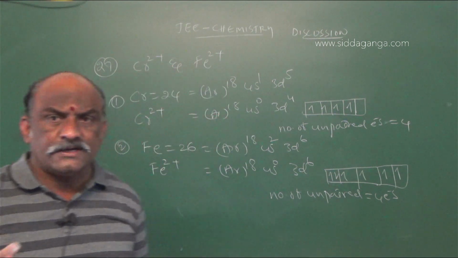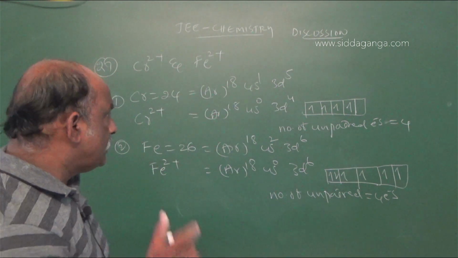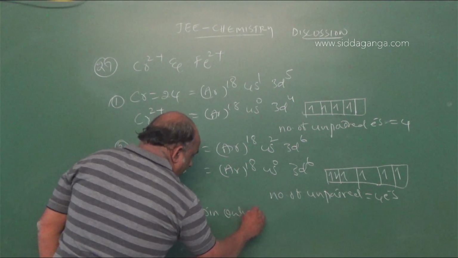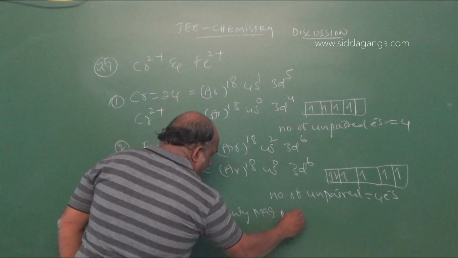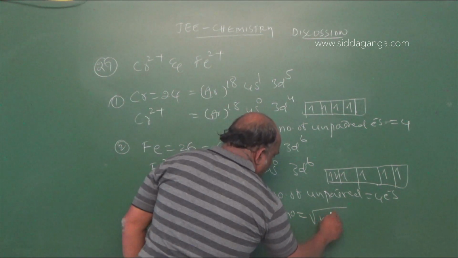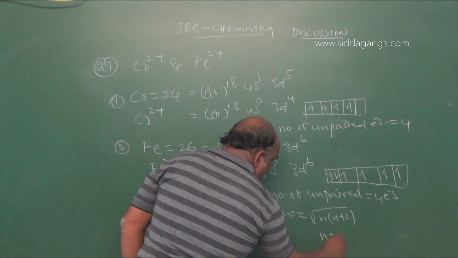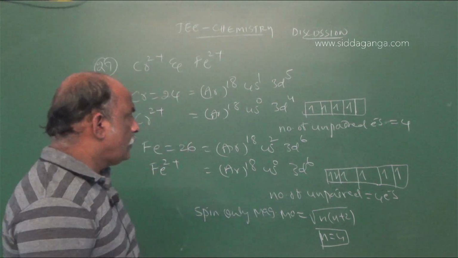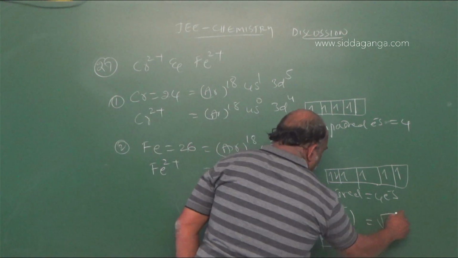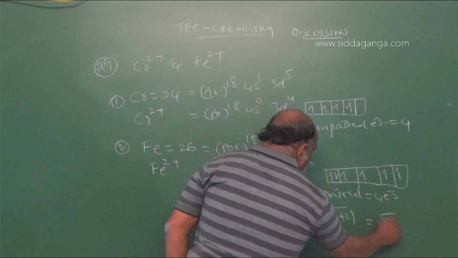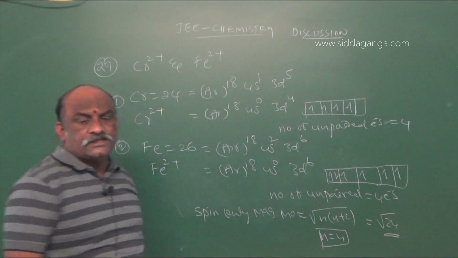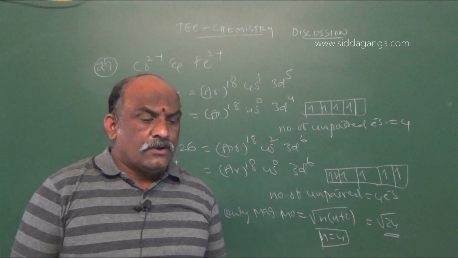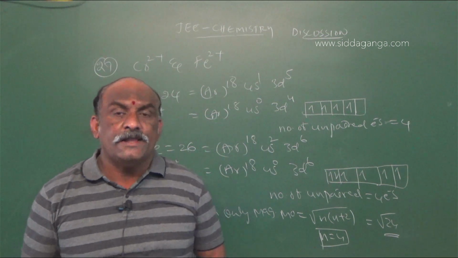Generally the number of unpaired electrons is denoted by n. So what is the magnetic moment? Spin only magnetic moment is equal to root over n into n plus 2. What is the n value in both cases? 4. So 4 into 4 plus 2, that is root 24. So this is the answer. The right answer for this question is chromium 2 plus and iron 2 plus.